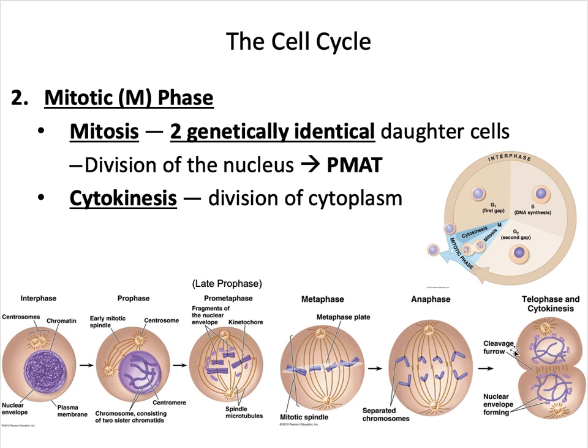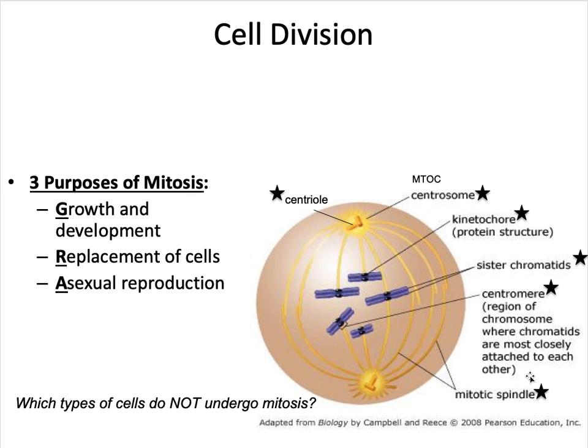Cytokinesis is when the cell is actually going to separate to become individualized. So it's the division of the cytoplasm. I do want to mention that cytokinesis is not part of mitosis. It is separate from mitosis. Okay, before we go into the phases, let's talk about the three functions or purposes of mitosis. Why do we even have mitosis?